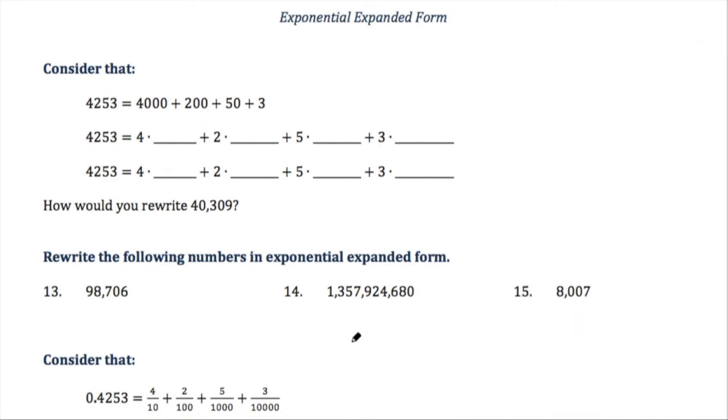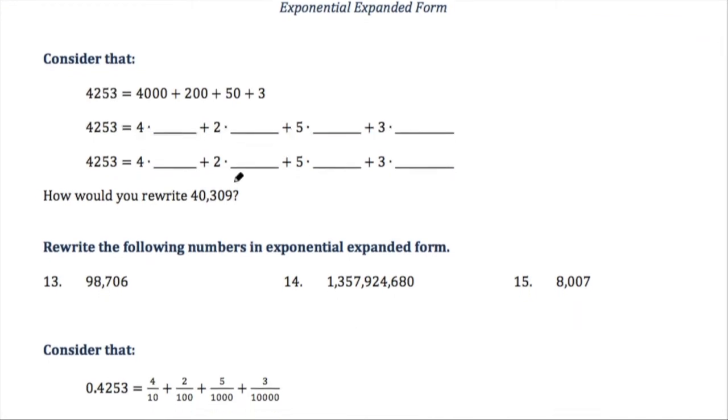We're also going to talk about something called expanded form. So, consider the number 4,253. It is 4,000, 4 from the thousands place, plus 200 plus 50 plus 3. So great, we can split it up and have it added like that. Well, how can we represent 4,000? Well, 4,000 is 4 times 1,000. 200 is 2 times 100. 50 is 5 times 10. And 3 is 3 times 1.